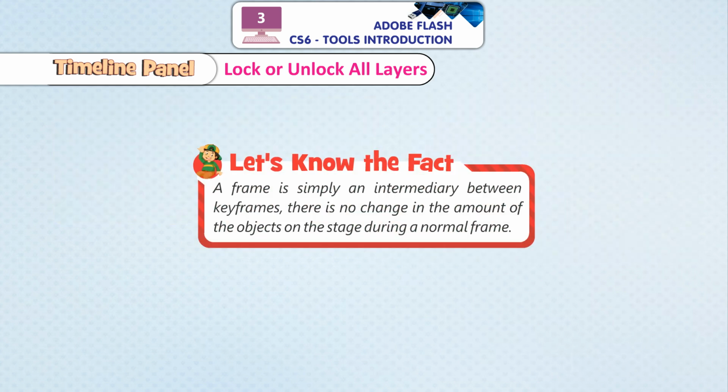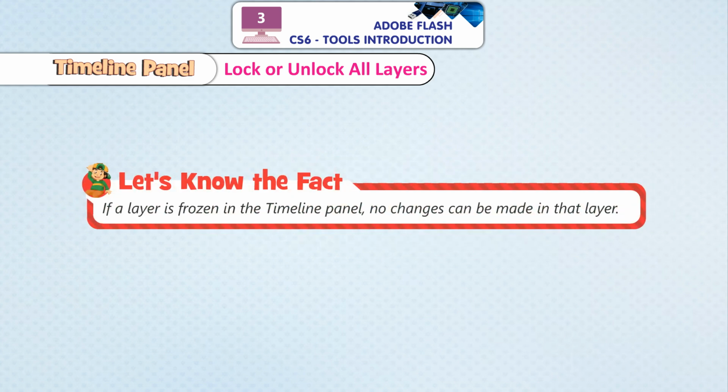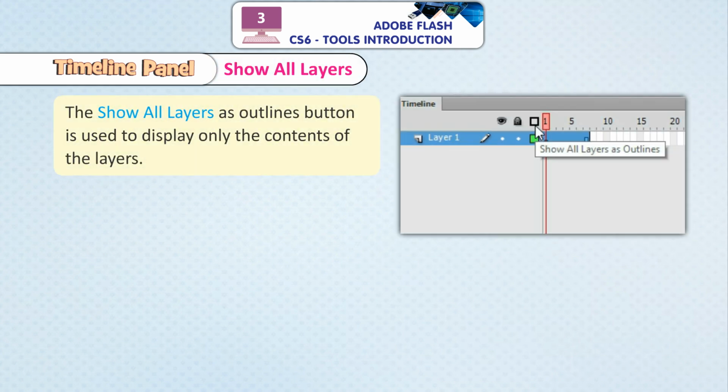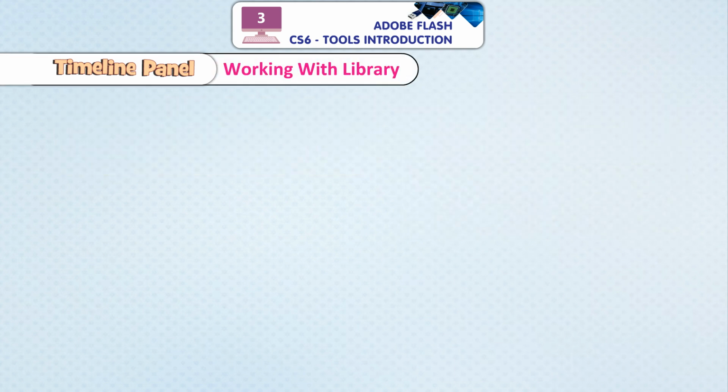Let us know the fact. A frame is simply an intermediary between keyframes. There is no change in the amount of the objects on the stage during a normal frame. Let us know the fact. If a layer is frozen in the Timeline panel, no changes can be made in that layer. Show All Layers as Outlines. The Show All Layers as Outlines button is used to display only the contents of the layers.